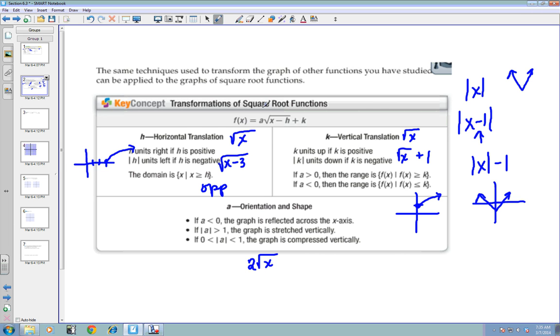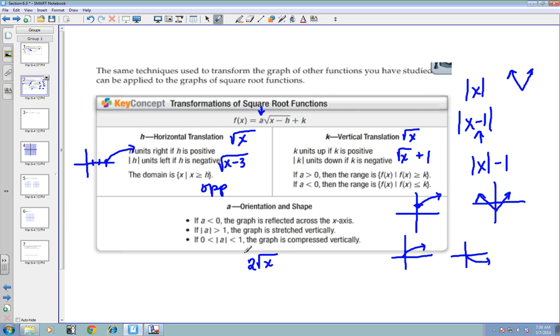Okay, if there's a number, and here's what they're talking about, a, it's going to change the orientation and the shape of the graph. If a is less than 0, so if this number is negative, the graph is reflected across the x-axis. So instead of opening up like this, it's going to be opening down like this.